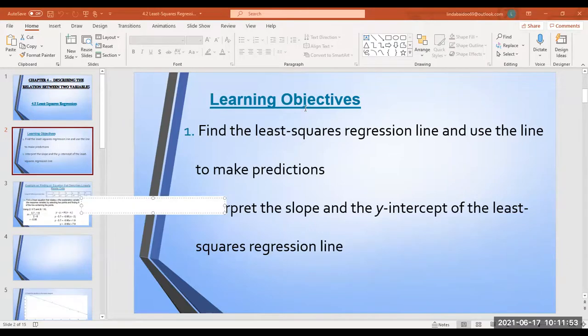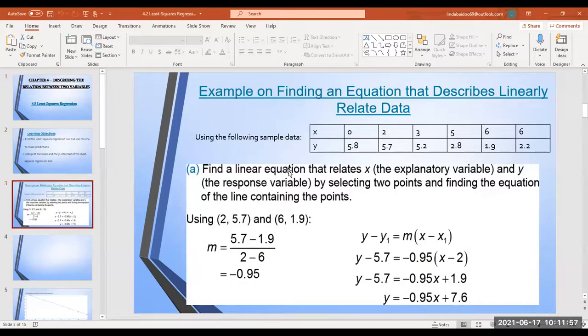We are going to find the equation of a line. So we are given this data. It says using the following sample data, find an equation. So what we are doing is finding an equation of a line that linearly relates data. We have seen in 4.1 that there was a linear relation. How do we determine the equation of that line? That is what we are doing.